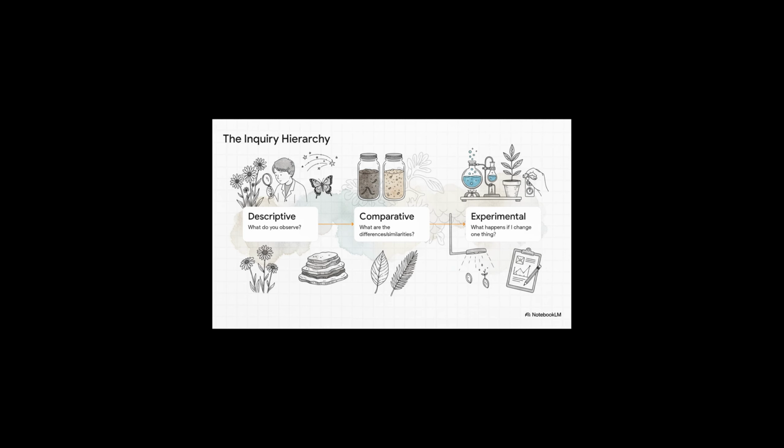And you know, it's also important to realize that inquiry isn't just a one-size-fits-all thing. It's more like a ladder. Students often start with descriptive investigations. That's just pure observation. What do I see? What's happening? Then they can climb up a step to comparative investigations, where they start looking for what's the same and what's different. And finally, they can reach the top with experimental investigations. That's where they get to ask, okay, what happens if I change just one little thing? It's a fantastic way to build up their thinking skills.